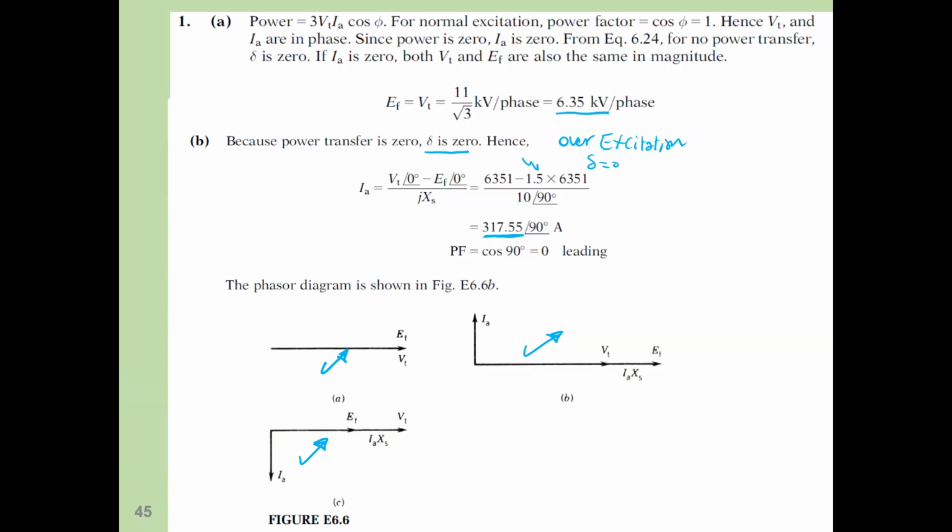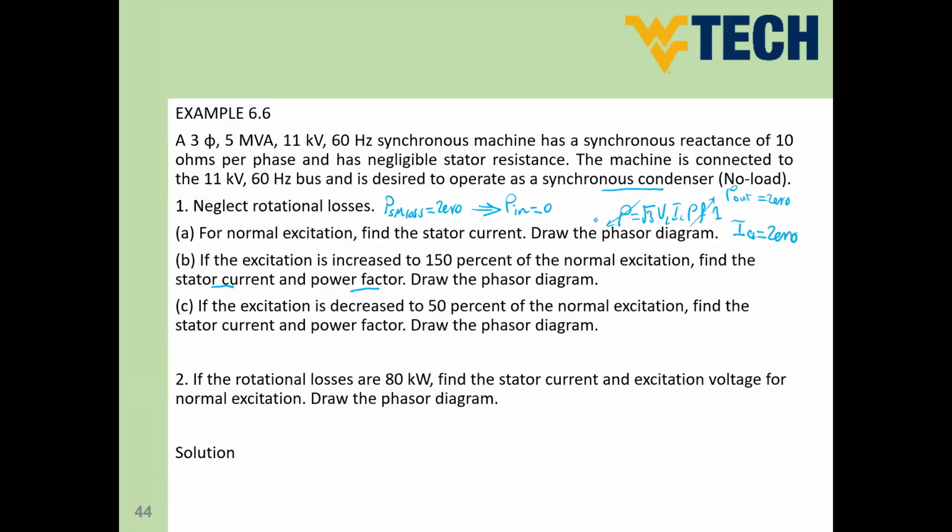Example for the operation of the synchronous machine at no load, neglecting losses, and one time in over excitation, normal excitation, and one time in under excitation. In part 2, if the rotational losses are 80 kilowatts, so we have some losses now. Losses exist. We don't have ideal case anymore.